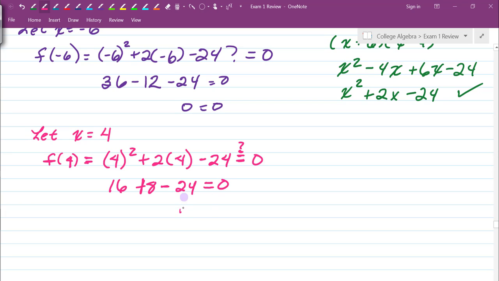Okay, let's hope that this is not a problem that's going to stick around. Here we go. So that is equal. Therefore, we know that indeed x equals 4 is also a solution to our original equation right here.